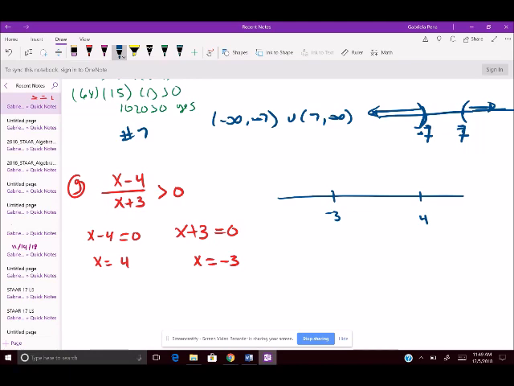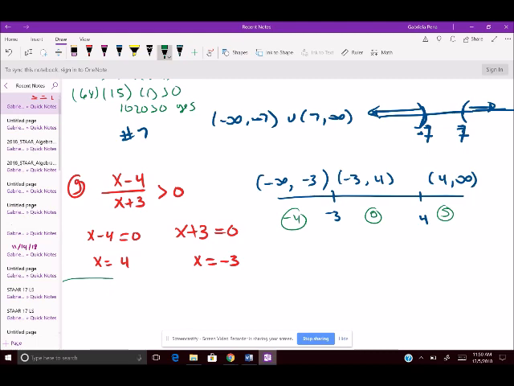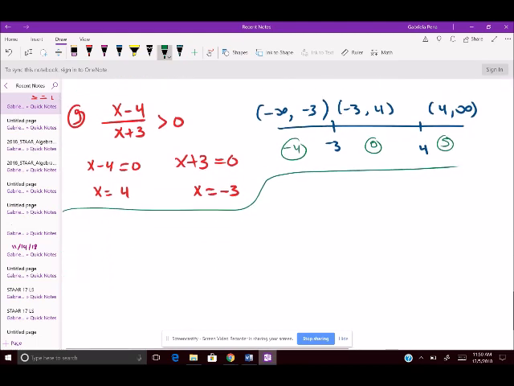Bracket or parentheses? Parentheses. So this is from negative infinity to negative 3, negative 3 to 4, or 4 to positive infinity. You pick numbers in between, and you try those out. So between negative infinity and negative 3, negative 4. Between negative 3 and 4, 0. Between 4 and infinity, 5.